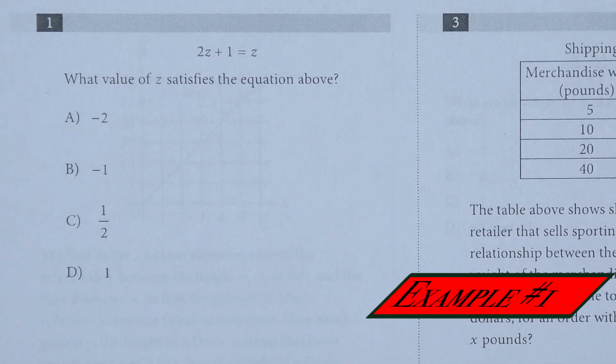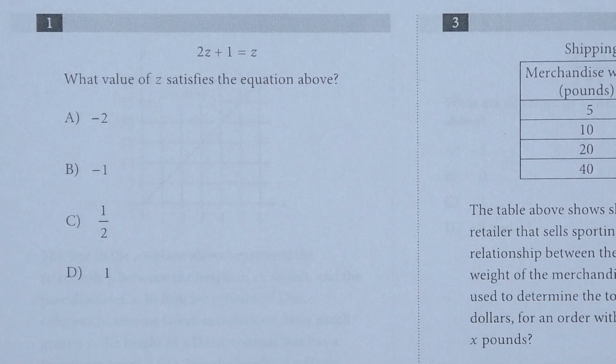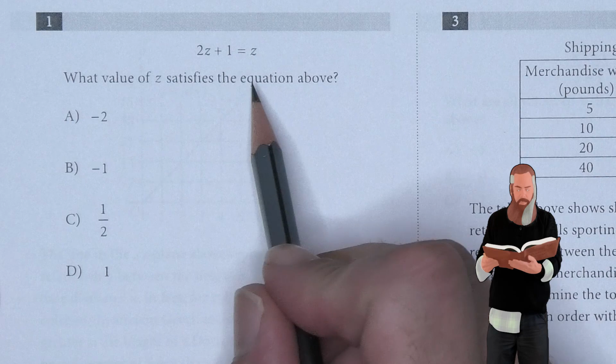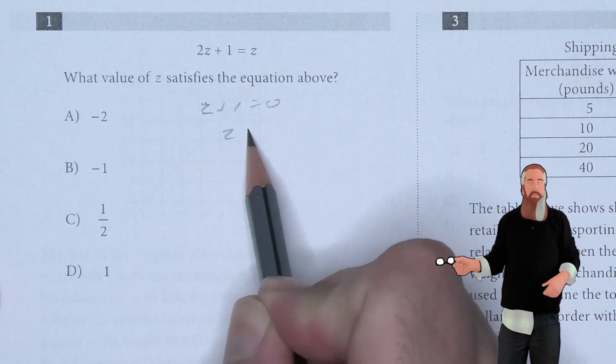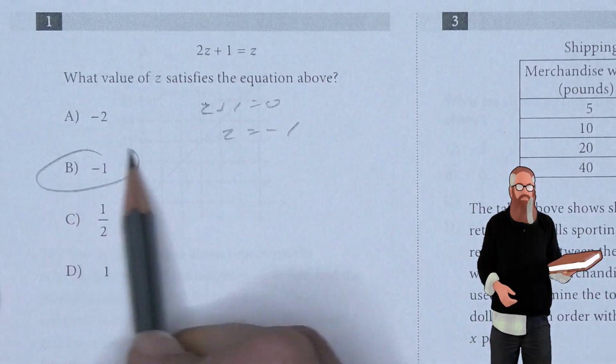What value of z satisfies the equation above? Well, first let's collect all the z's on the same side so that we get z plus 1 equals 0, which means that z is -1, so B is the answer.